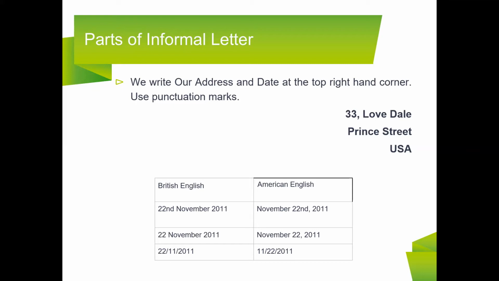So you can choose any of these formats, 22nd November 2011, or 22nd November 2011 without any comma. Here the month comes first, followed by the date, in American English. Here the date comes first, followed by the month, and then followed by the year. So the first one is address and date on the top right hand corner.